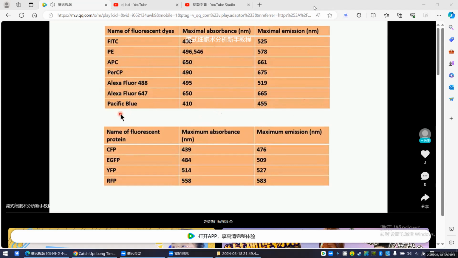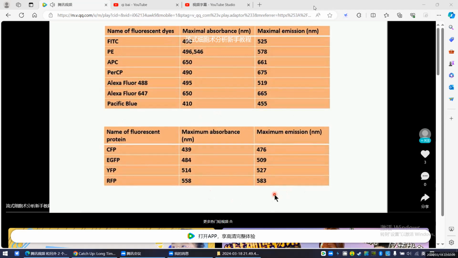Other than these fluorescent dyes, the fluorescent signal can come from fluorescent proteins. Here are some examples like CFP, green fluorescent protein, yellow fluorescent protein, and red fluorescent protein. Again, we have their absorbance and emissions here. So what do you think? How many fluorescent signals can be detected by a flow cytometer?